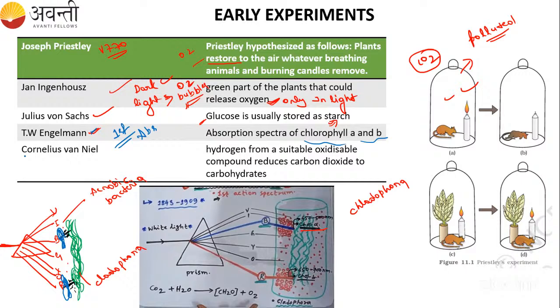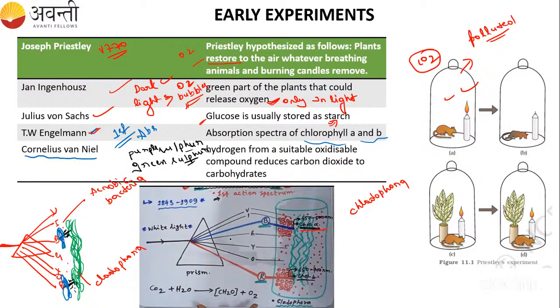Then coming to the next experiment, Cornelius van Niel. Van Niel took two bacteria: purple sulfur bacteria and green sulfur bacteria.